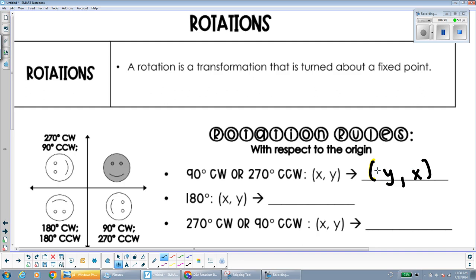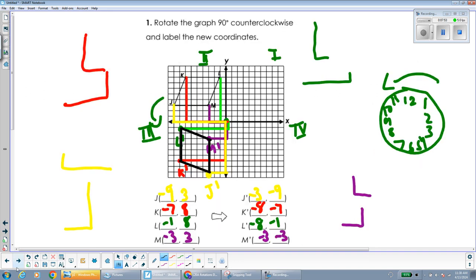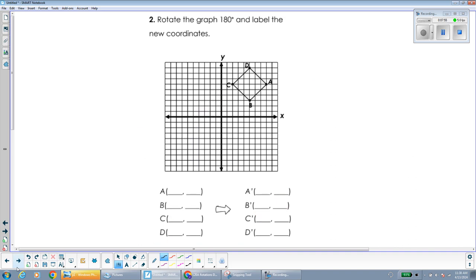And the original y coordinate changes sign. Okay, next we're going to do a 180 degrees counterclockwise rotation. Remember, if it doesn't specify, it's counterclockwise.